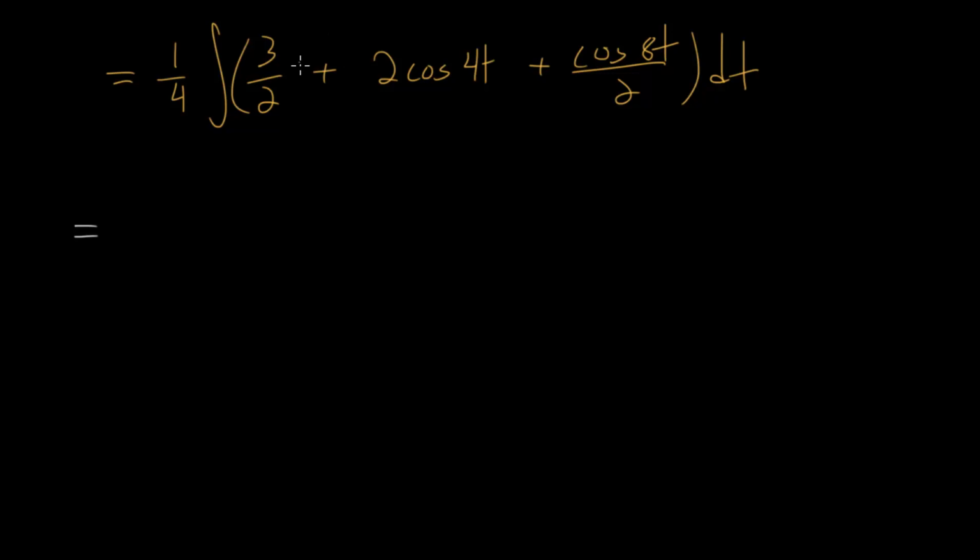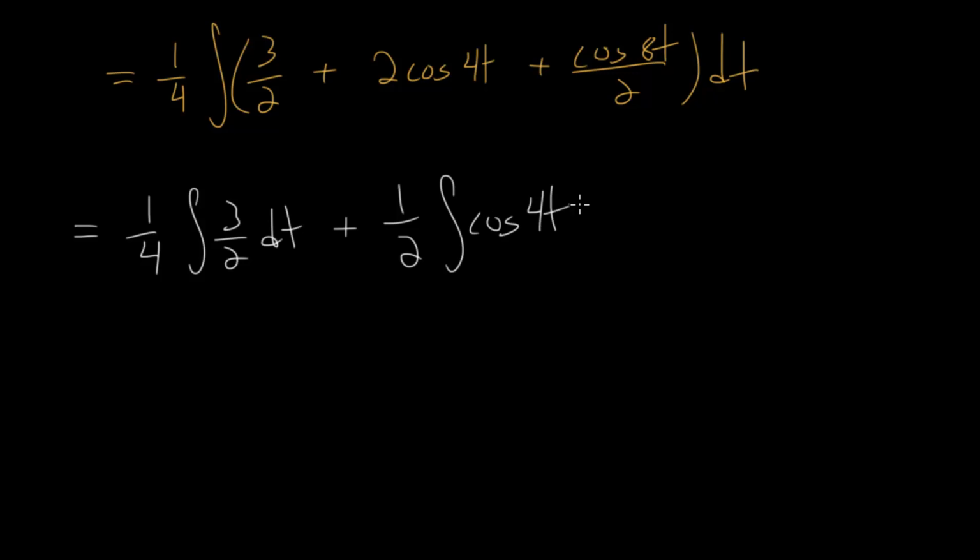So let's do that. We would have 1/4 the integral of 3/2 dt plus 1/4 the integral of 2 times the cosine of 4t, though let's just rewrite that as 1/2 the integral of the cosine of 4t, and we can factor this 2 out so that we get 1/8 the integral of the cosine of 8t dt. I forgot my dt here. Let me clean that up a bit.